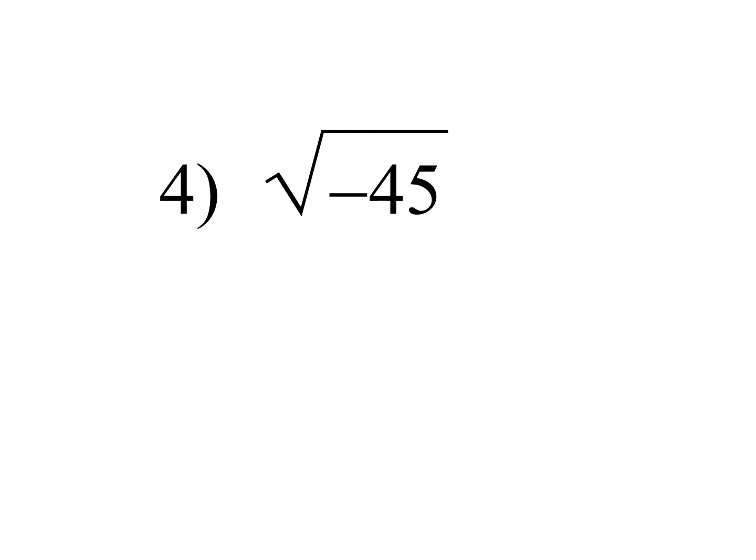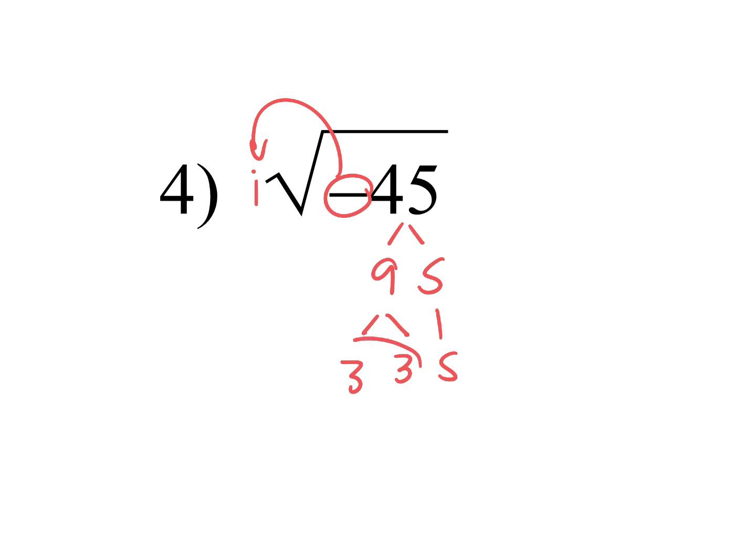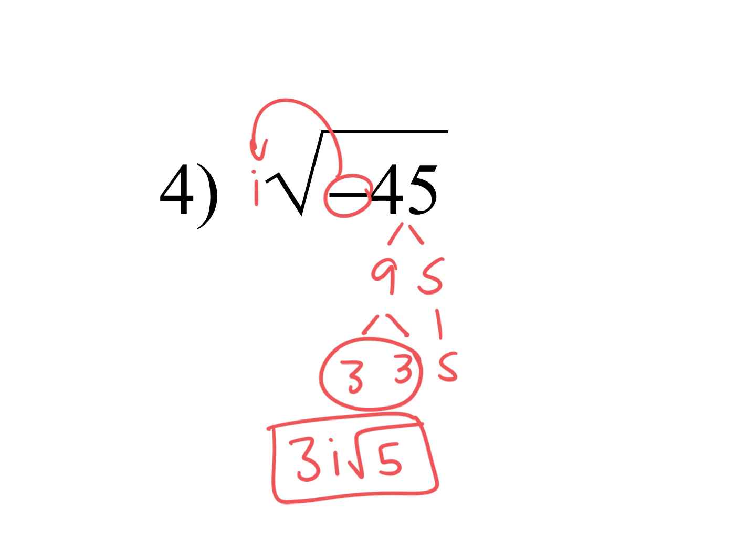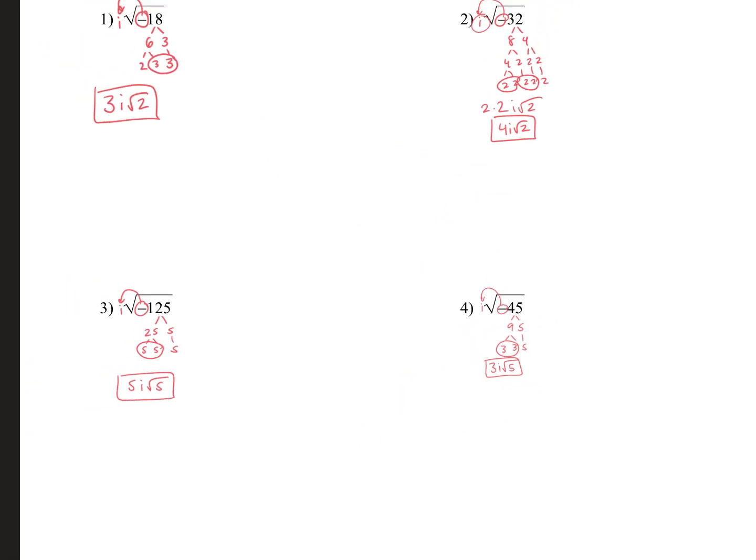Brooke, what do I do first? You take the negative out and make it an i. And then what are factors of 45? 9 and 5. And factors of 9? 3 and 3. So what do I circle? 3. And what comes to the outside? 3 and i. So 3i. And what stays on the inside? 5. Awesome. Good job, guys. Any questions on those?